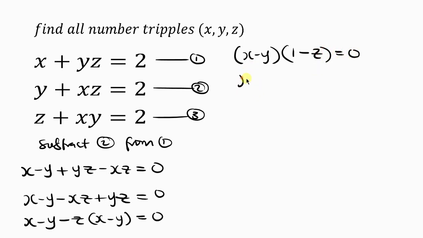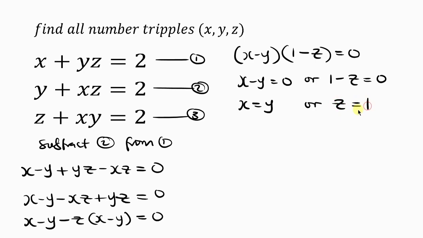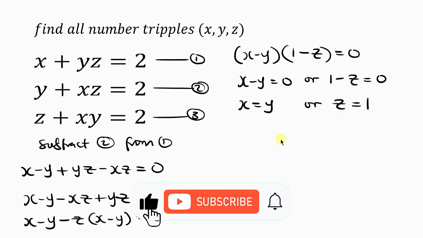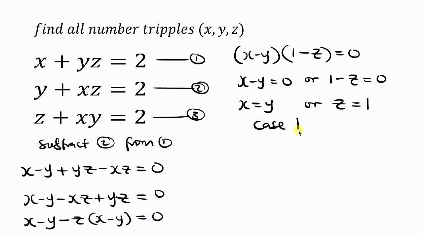We have x minus y to be equal to 0, or we also have 1 minus z to be equal to 0. So for the first case, we see that x is equal to y by moving negative y to the right hand side. For the second case, we see that z is equal to 1. So we're going to be solving these cases one after the other. So let's start with the first case. So we'll call this case 1.